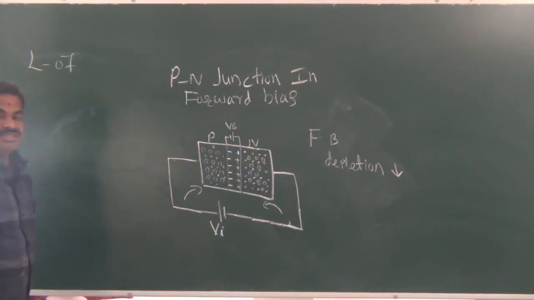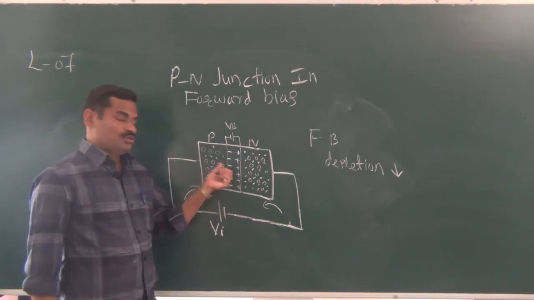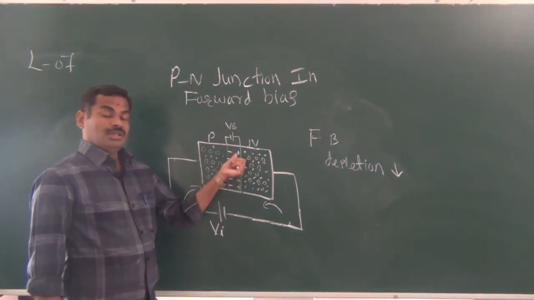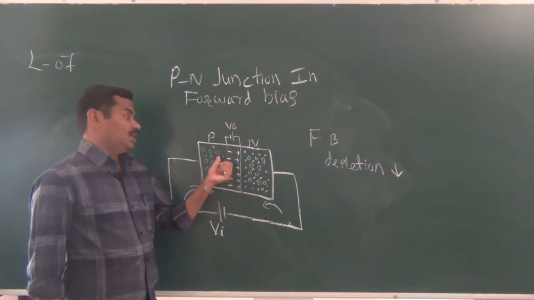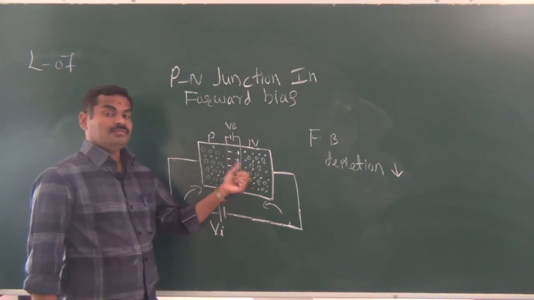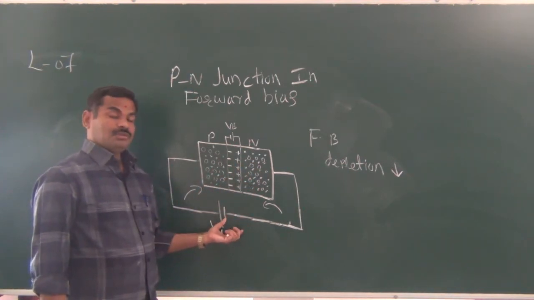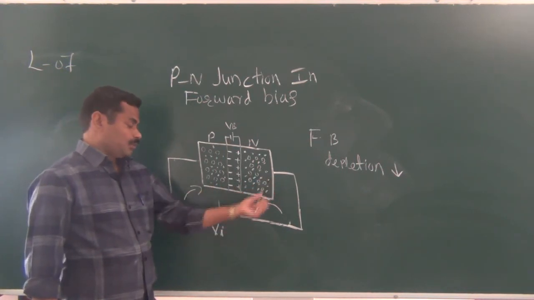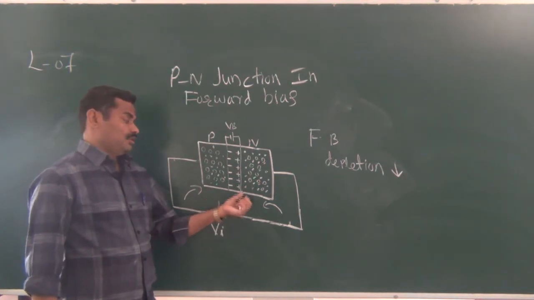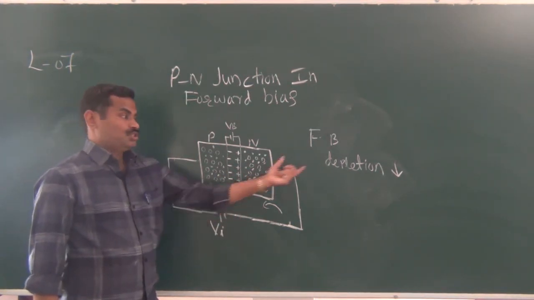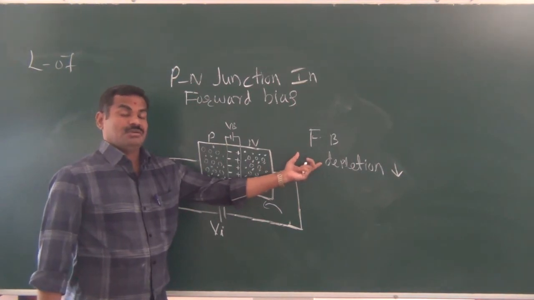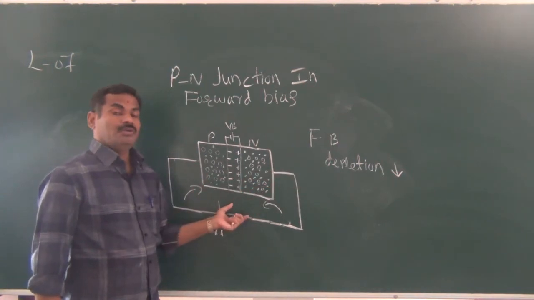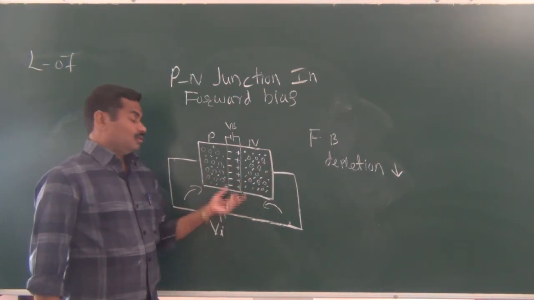Because the depletion layer increases, what happens? The electrons and holes move easily from N to P, P to N. As I said, if the depletion layer is very wide, the electrons and holes are not moving. Because of the forward bias, the holes are repelled by the positive battery and the electrons are repelled by the negative battery. It means holes and electrons move towards the junction, and they reduce the depletion layer. The depletion layer decreases. If the depletion layer reduces, no doubt electrons and holes are moving, and we get the current.